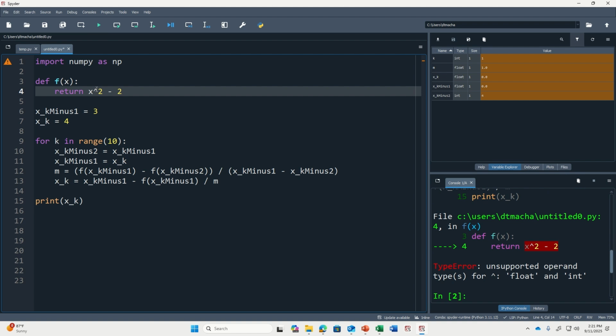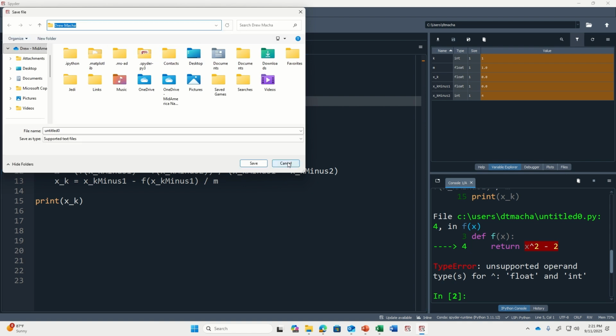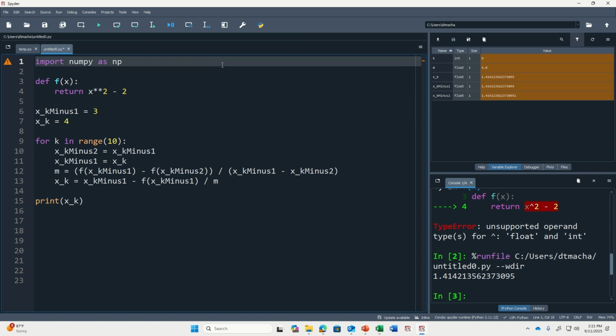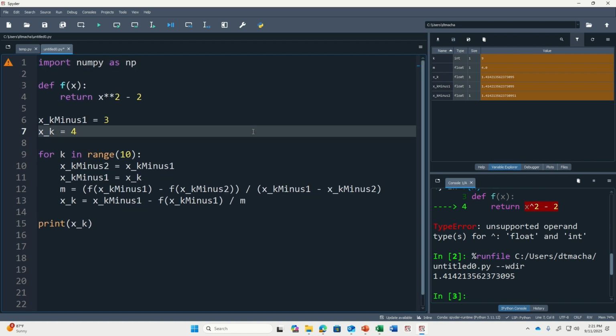Oh, so you see my issue? I'm used to Microsoft Excel where you use the little caret for the exponent, but you actually use 2 asterisks for the exponent in Python. Let's try it again. There we go. So at least this works. This is a way to implement the secant method where it works. I'm sure there are others, and maybe you can find ways to improve this, but I guess that does the trick. Okay, do you have any questions about this? How it works?